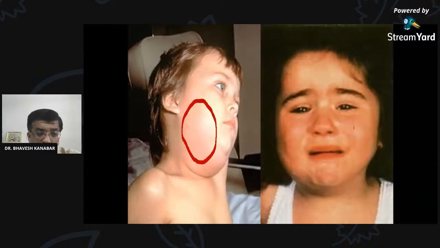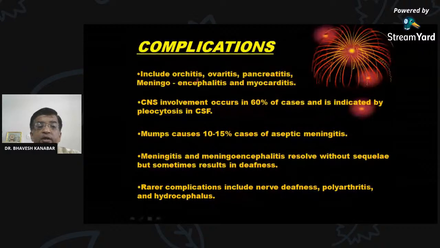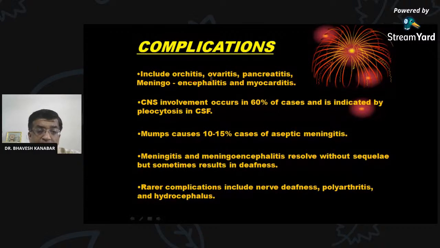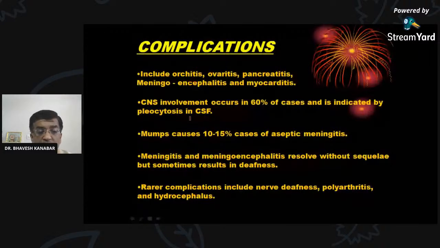Complications include orchitis. If it involves the testis, there can be inflammation of the testis, so it will lead to orchitis, oophoritis, pancreatitis, meningoencephalitis in the brain, myocarditis in the heart. CNS involvement occurs in 60% of the cases and is indicated by pleocytosis in CSF. So CSF examination is the investigation for detection of involvement of the CNS.